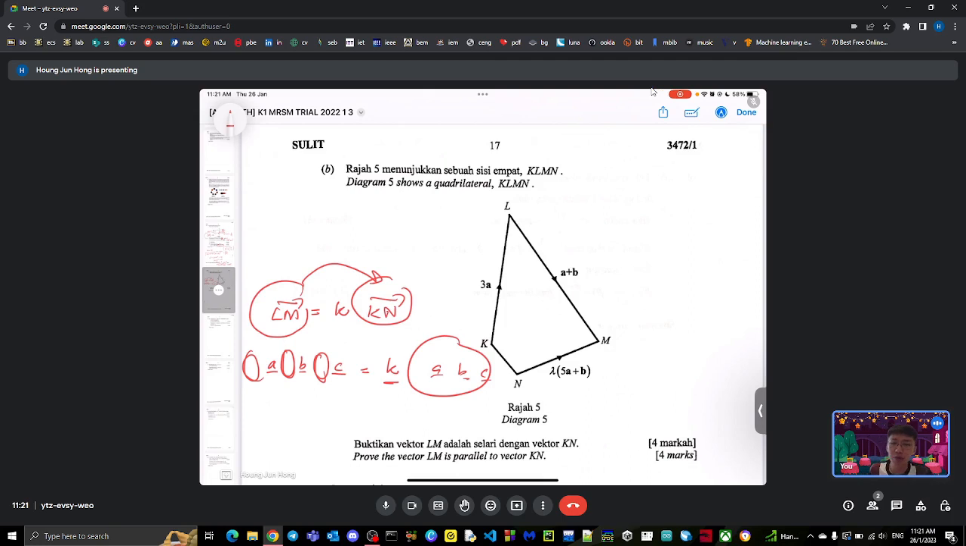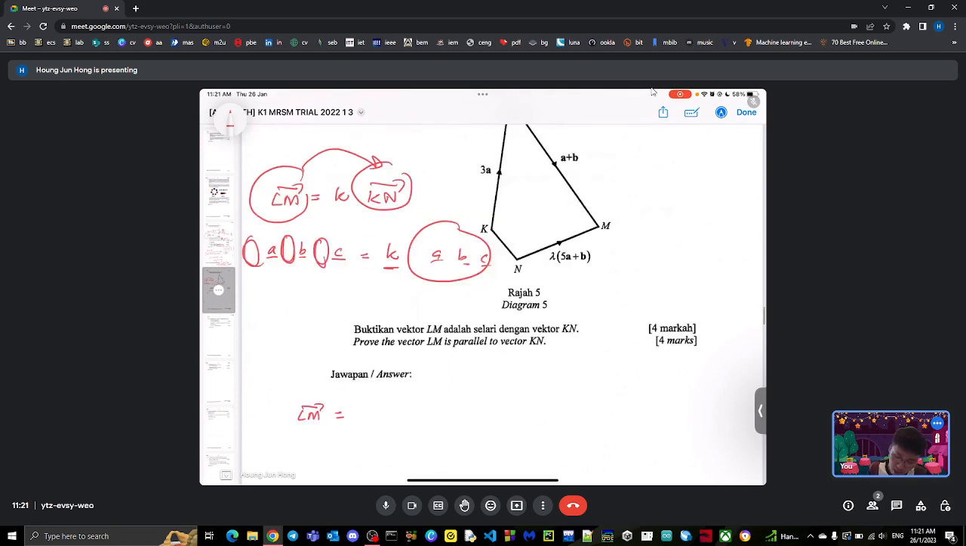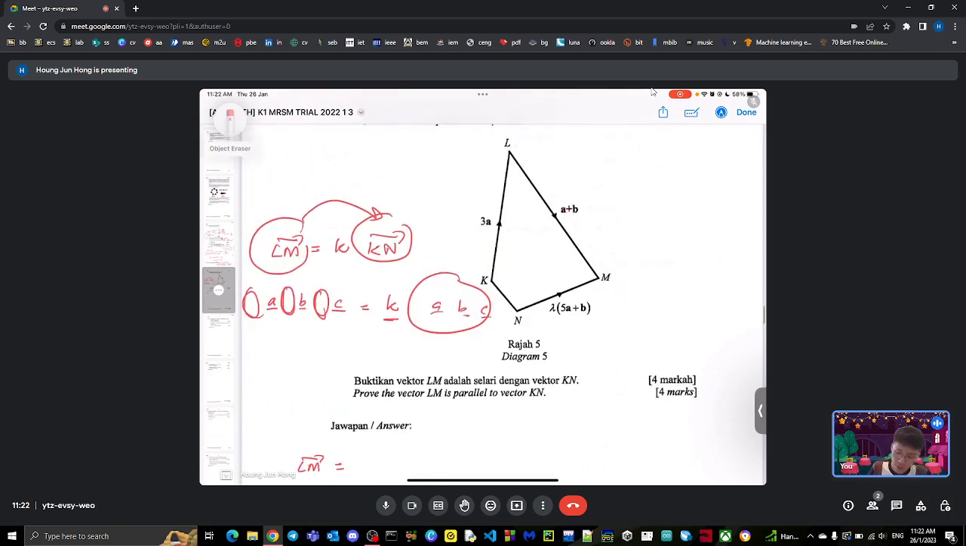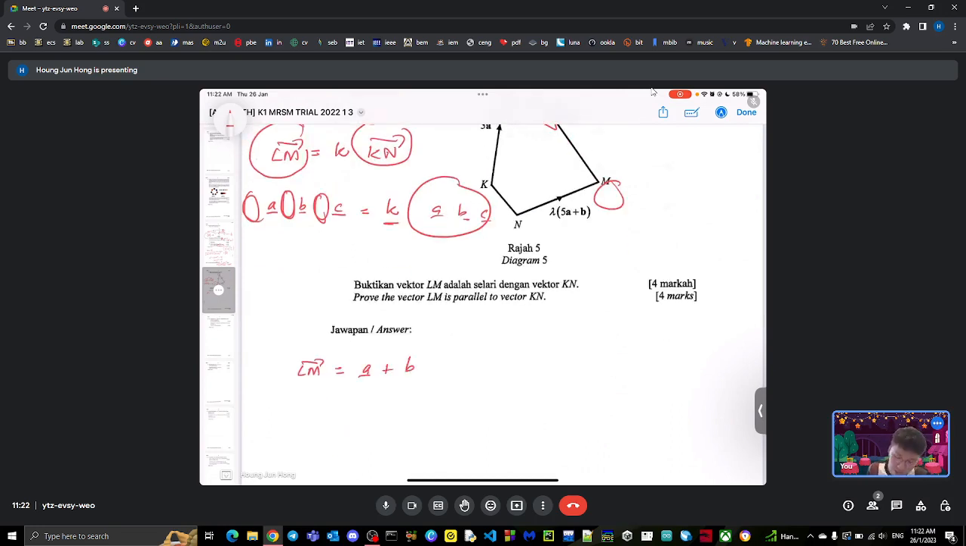So in this case, we want to prove that LM is parallel to the vector KN. First of all, no matter what you do, just write down all of the vectors first. LM, as you can see here, is very straightforward. L points to M, and the arrow is also pointing from L to M. It gives A plus B.